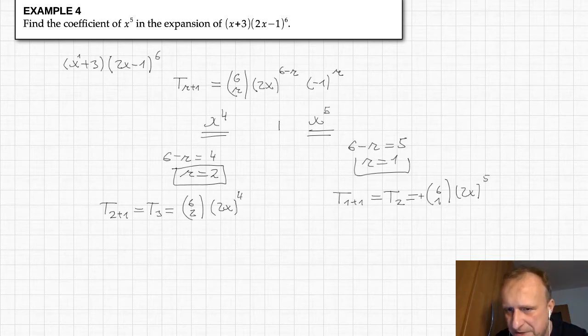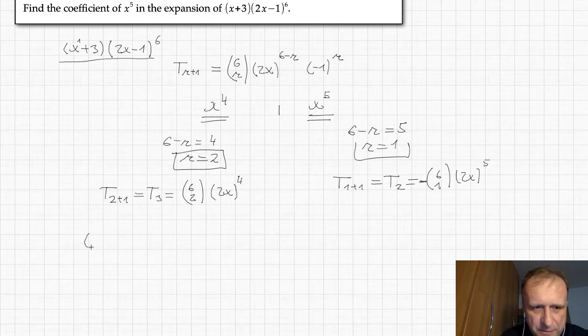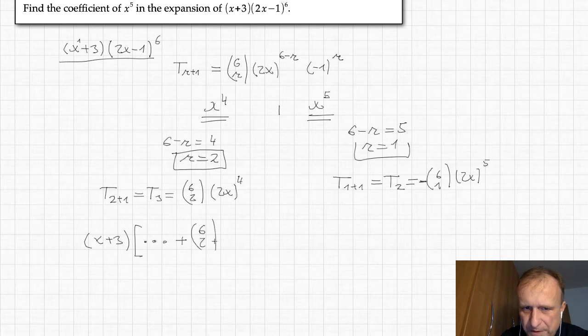So it's minus here. Okay, so we have the two terms. So what we need to do is the following. Let me come back to this. We have x plus 3 times the bracket which contains the expansion of this to the power of 6, and in this bracket there are some terms, plus there is this term which contains 6 choose 2 times 2x to the power of 4, plus there is somewhere this term.